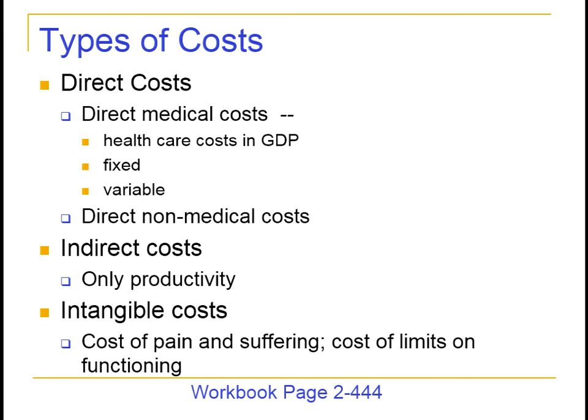Indirect costs are only related to productivity. There are two types of indirect costs. There is absenteeism, where the person is not present at work, and there's presenteeism, where they're present but they're not producing at the appropriate level. And finally, intangible costs. This is costs of pain and suffering, and cost of limits on functioning. These are very hard to value, so even though they're very important, they're often not included in economic assessments.